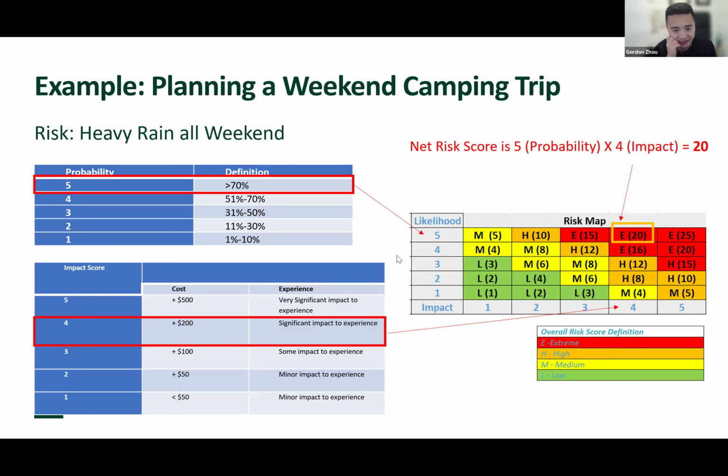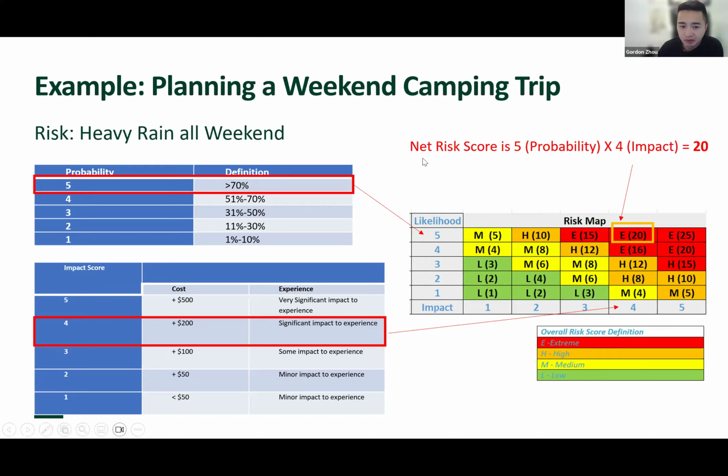And it's going to have a significant impact to our experience because we were planning for a sunny experience, and we're actually getting rain, and we can't cancel the trip because we've already paid the deposit to BC Parks, for example. Okay, what score would you give it?